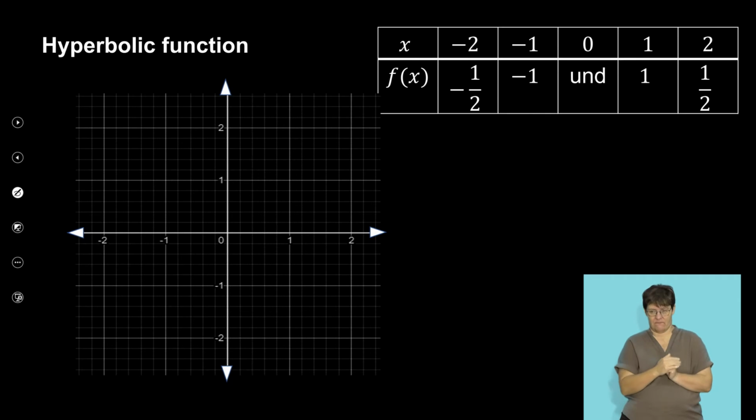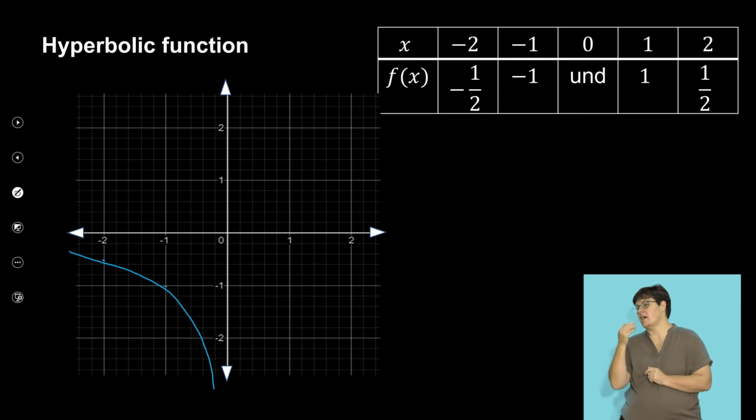So negative 2 goes with negative half, which will be somewhere here. And then negative 1 goes with negative 1, so that will be somewhere there. And then 0 is undefined, so I don't have anything to do with 0. If I join this, I've just shown you 2 points. If there were 3 of them, this is how it would look.